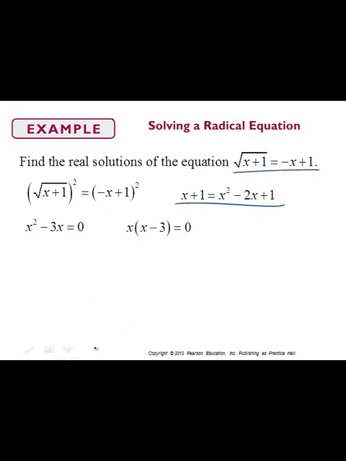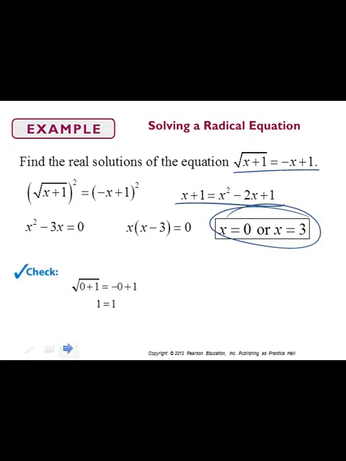Factor it, x times x minus 3 equals 0. That means either x is equal to 0 or x minus 3 is equal to 0, which means x equals 3. So we have these 2 solutions, or at least what we think are 2 solutions, but it's always a good idea to check. So one at a time, we'll plug those numbers into the original equation. Maybe we could plug 0 in for x. So you have 0 plus 1 is 1, square root of 1 is 1. On the right hand side, you've got negative 0 plus 1 is 1, and the equation is true.